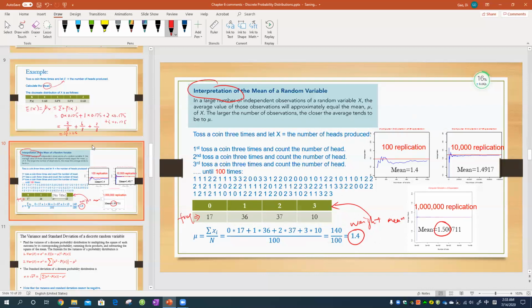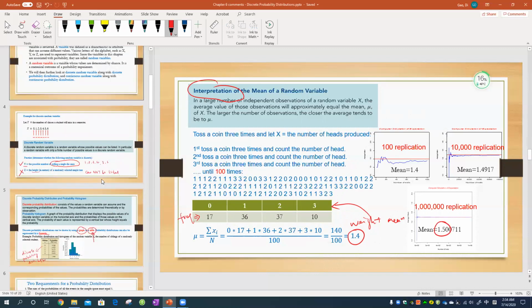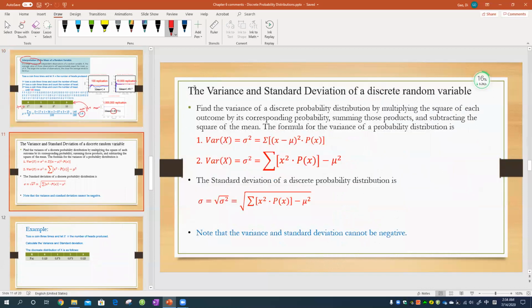We mentioned that before. Okay, so for this video lecture, we'll just stop here, and then next one we'll start with the variance and standard deviation of a discrete random variable. Thank you.